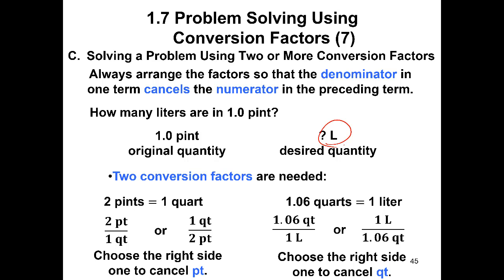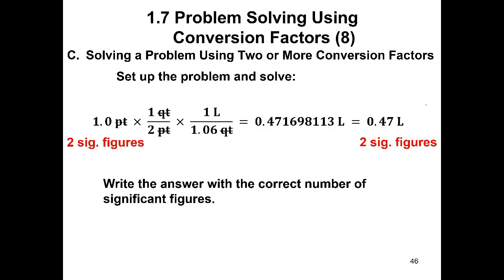So I'm going to take pints, and then I'm going to use a conversion that's going to get rid of pints. So it's going to have pints on the bottom. And if quarts is what I know, I don't want it in quarts, I want it in liters, so I'm going to have to find something to cancel quarts. So I write quarts on the bottom, and I find a conversion factor that takes me from liters to quarts, and then I can work this problem. So I start with 1 pint, and I multiply that by 1 quart over 2 pints, which gets me to quarts, and then 1 liter in 1.06 quarts gets me to liters.